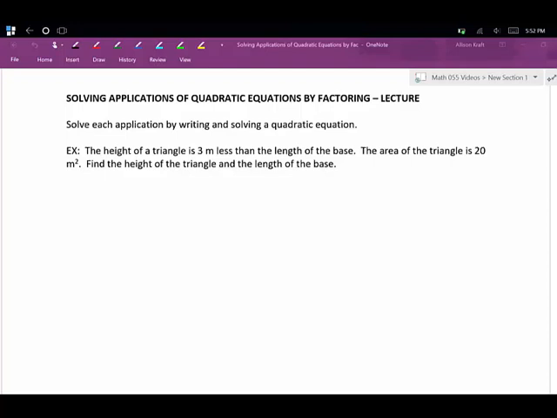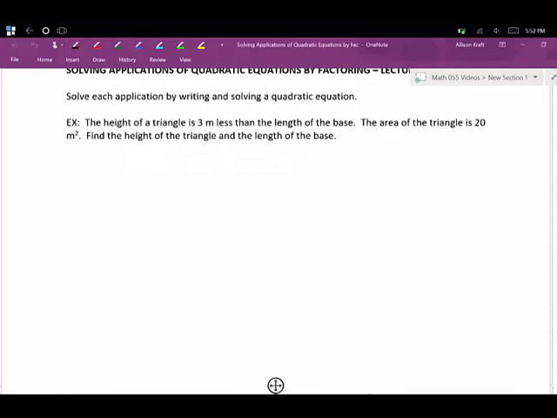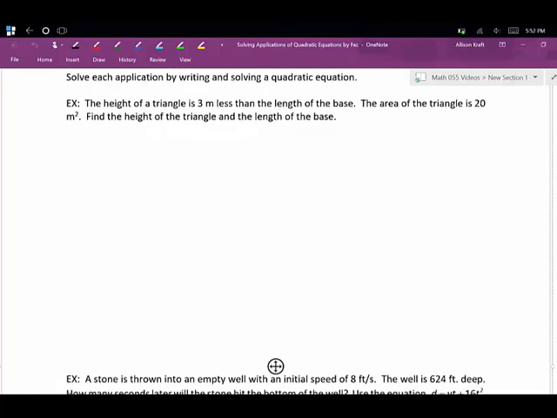In this lecture, we'll be solving applications of quadratic equations by factoring. Let's solve each application by writing and solving the quadratic equation. The height of a triangle is 3 meters less than the length of the base. The area of the triangle is 20 square meters. Find the height of the triangle and the length of the base.